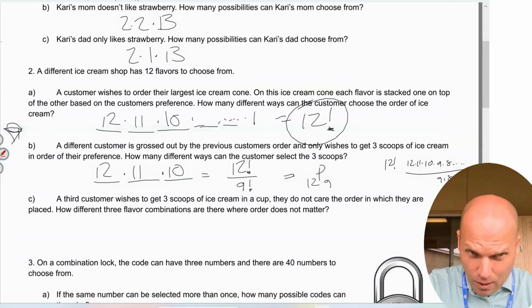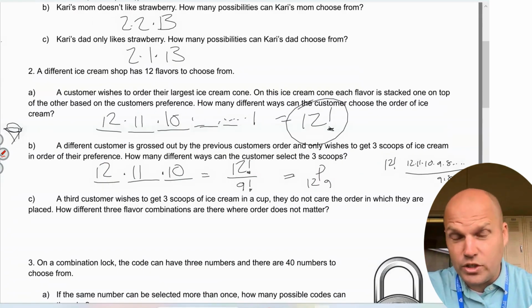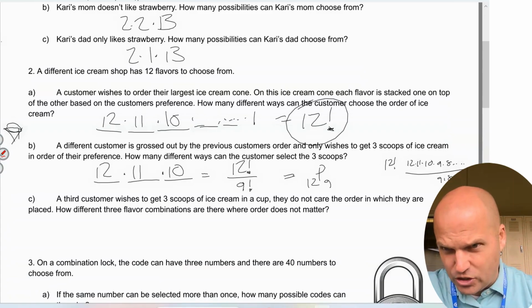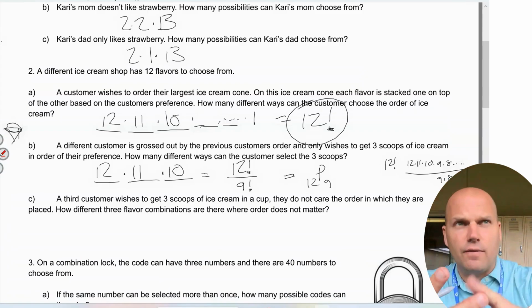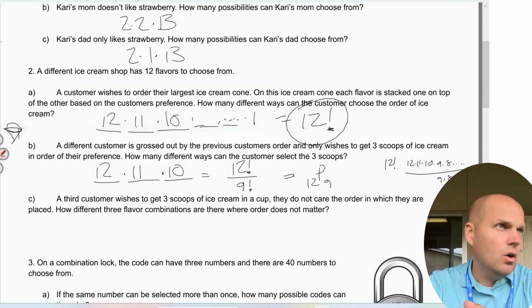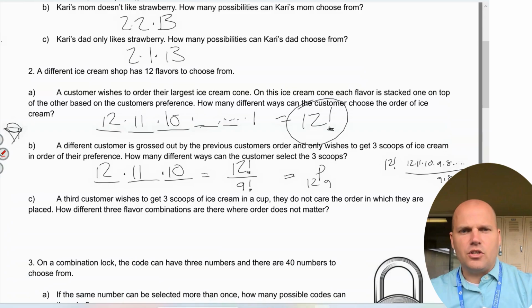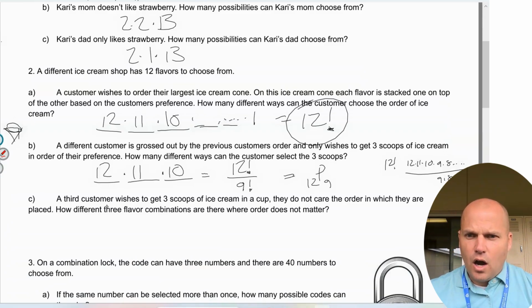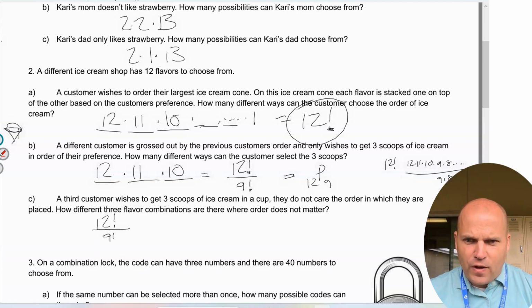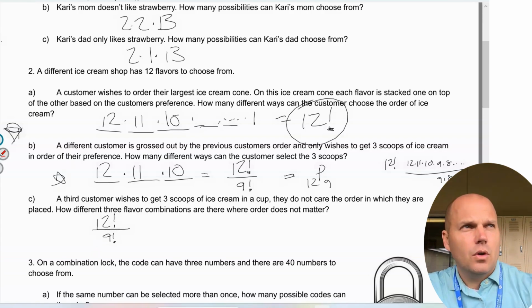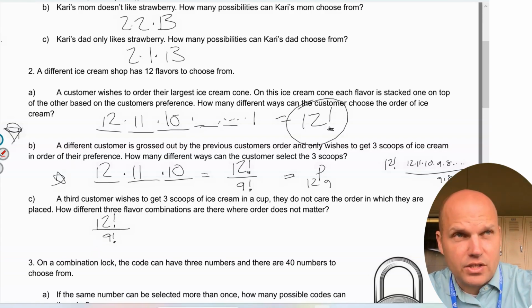Cool. Now, a third customer just wants to get 3 scoops of ice cream into a cup, but they don't care the order in which they are placed. So if I choose chocolate, vanilla, strawberry, it is the same as if I choose strawberry, vanilla, chocolate, or chocolate, strawberry, vanilla. So how do we consider that? Well, we have our 12 factorial over 9 factorial three-scoop order possibilities.